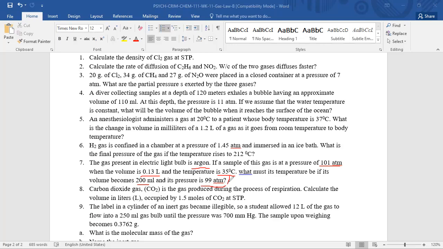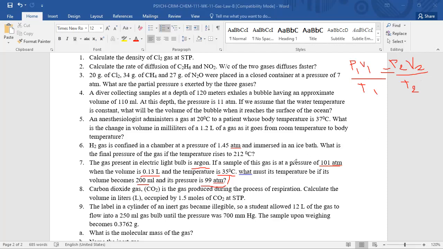pagtingin mo pa lang dyan, alam mo na na combined gas law yung gagamitin mo. Bakit? Kasi merong given na pressure, may given na volume, may given na temperature. Tapos, nagkaroon ng change. 'Di ba? Yung volume natin naging 200, yung pressure naging 99 atmosphere. So, combined gas law yung gagamitin natin. Ano yung combined gas law? P1 V1 over T1 equals P2 V2 over T2.